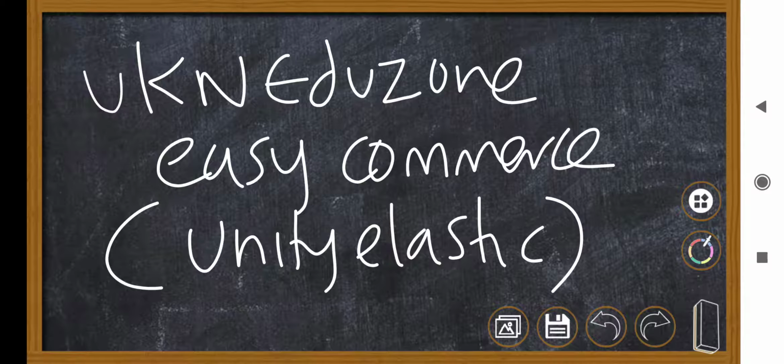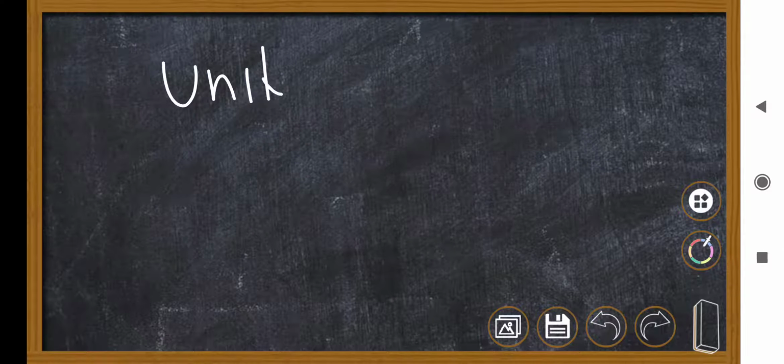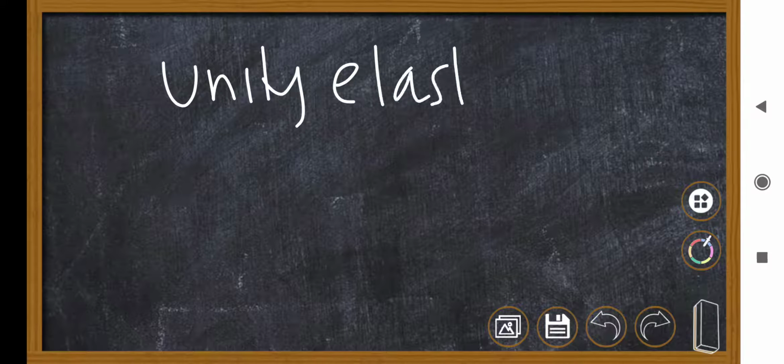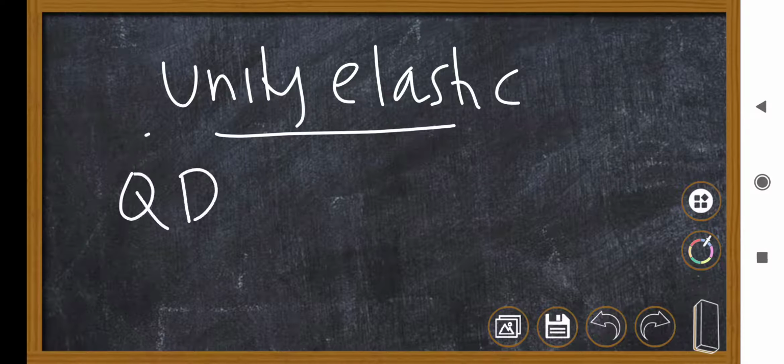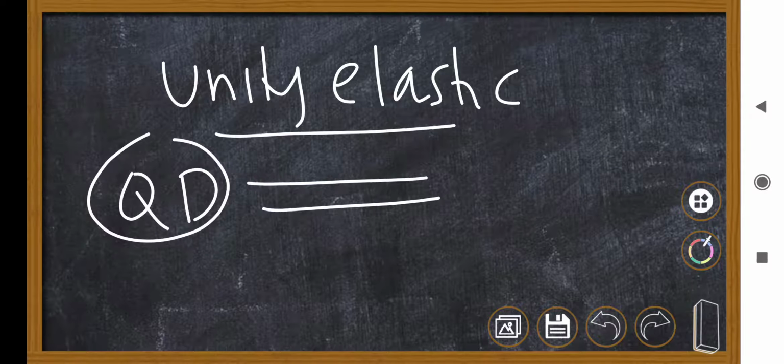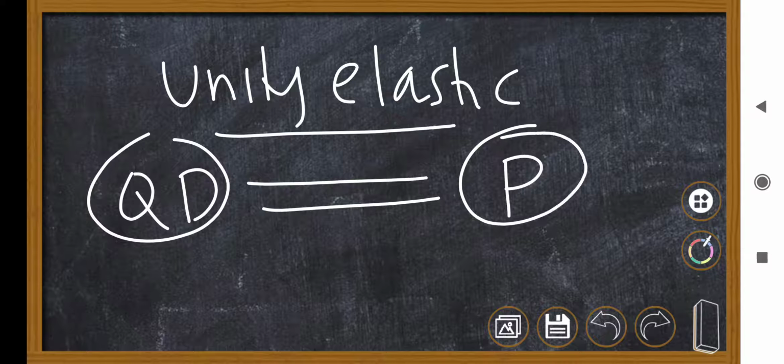In this session, let us understand what is unity elastic demand. What is unity elastic demand? It is a situation in which changes in the quantity demanded of a commodity is just proportionate to the changes in its price. Then it can be termed as unity elastic demand. So it can be expressed mathematically as elasticity is equal to 1.